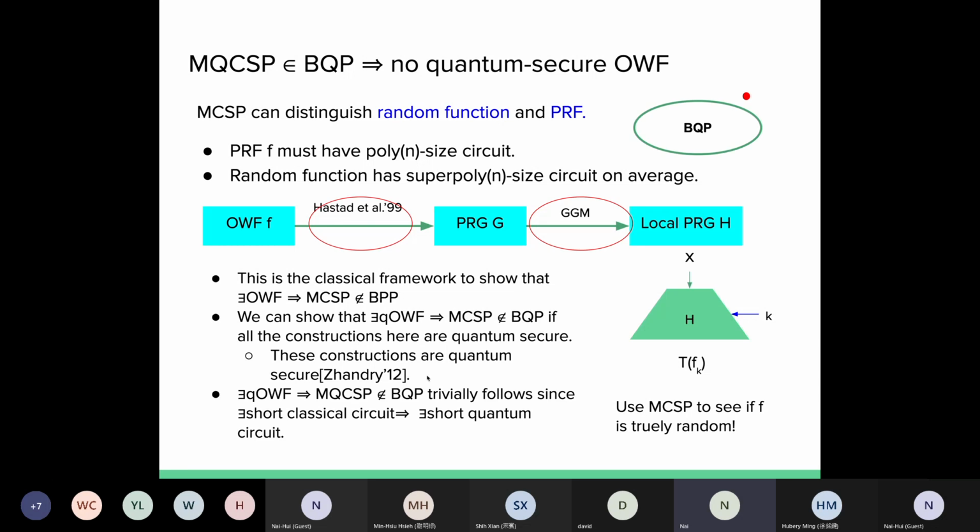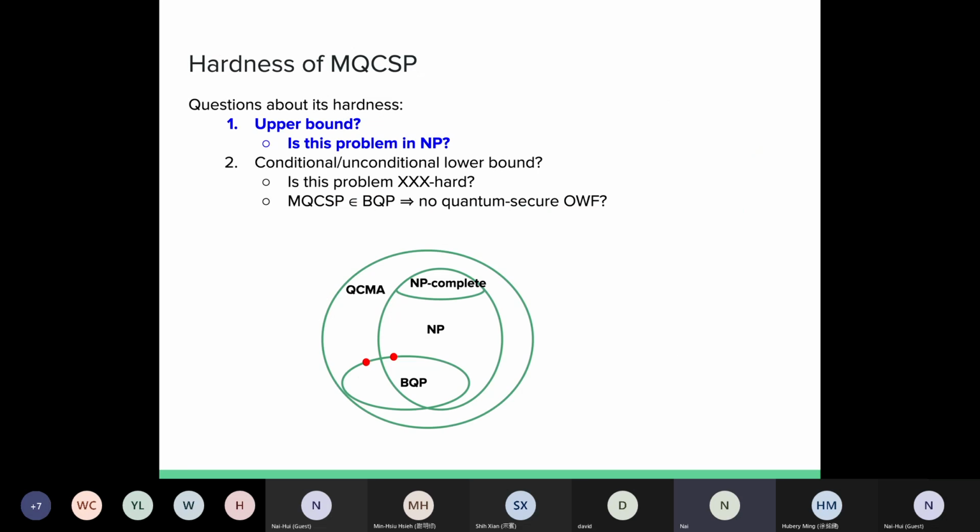So now, if you believe that there's a quantum secure one-way function and PRG, then you should believe that this problem is not in BQP, because if MCSP is in BQP, then you don't have this crypto primitive. Then you don't have any public-key crypto anymore. So in this way, we can show a conditional result that this problem is probably either here or here.